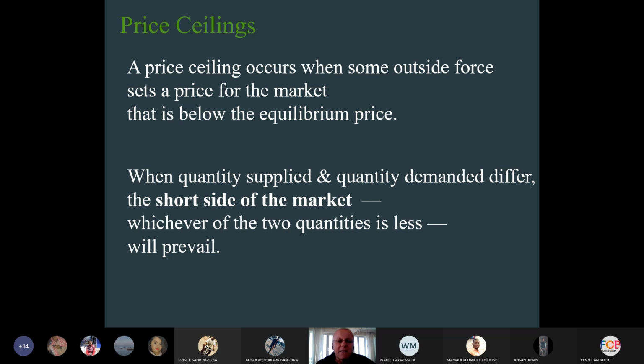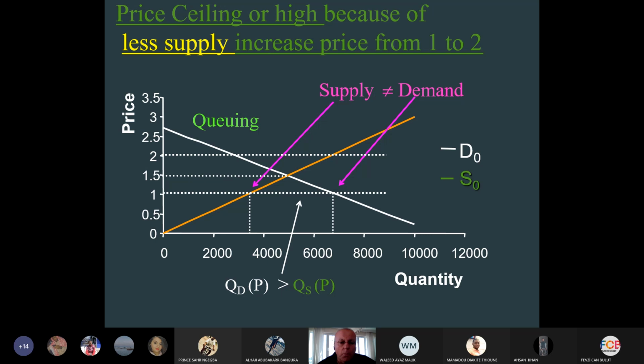A price ceiling in the market, which we are going to exercise in another chapter, occurs when some outside force sets a price for the market that is below the equilibrium price. A price ceiling means where you are going to possibly increase it. And when quantity supplied and quantity demanded differ, the short side of the market, whichever of the two quantities is less, will prevail. When we observe this price ceiling, because of less supply, the price increases from 1 to 2.